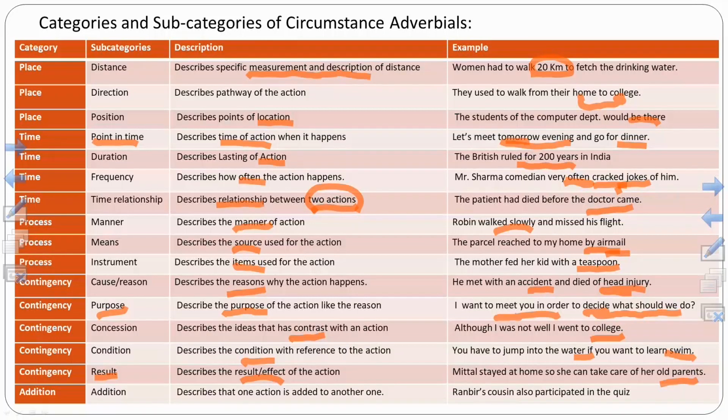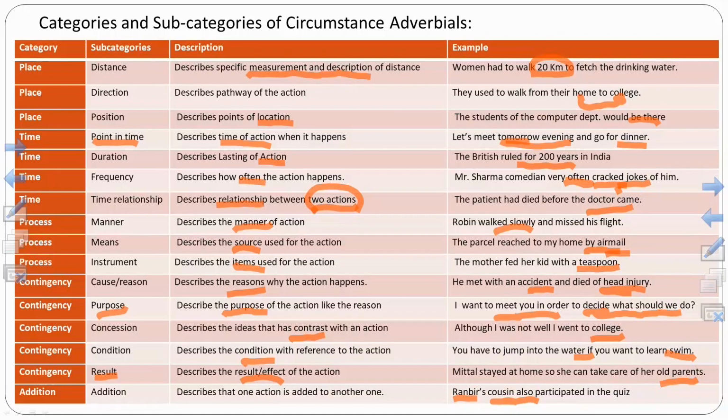And at the end there is addition, which means it adds something. It describes that one action is added to another one. For example, Ranbir's cousin also participated in the quiz. Just like not only Ranbir but his cousin also. So Ranbir's cousin also participated in the quiz. So in this table we have discussed the categories and subcategories of circumstance adverbials in detail, with a description and examples of each particular adverbial.